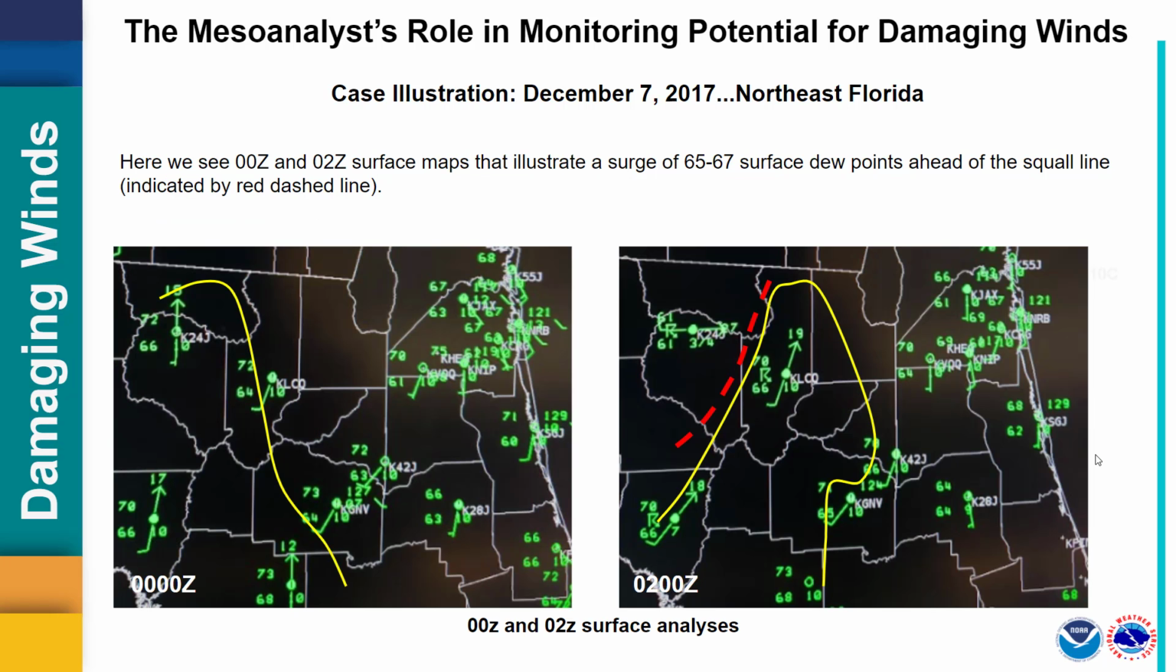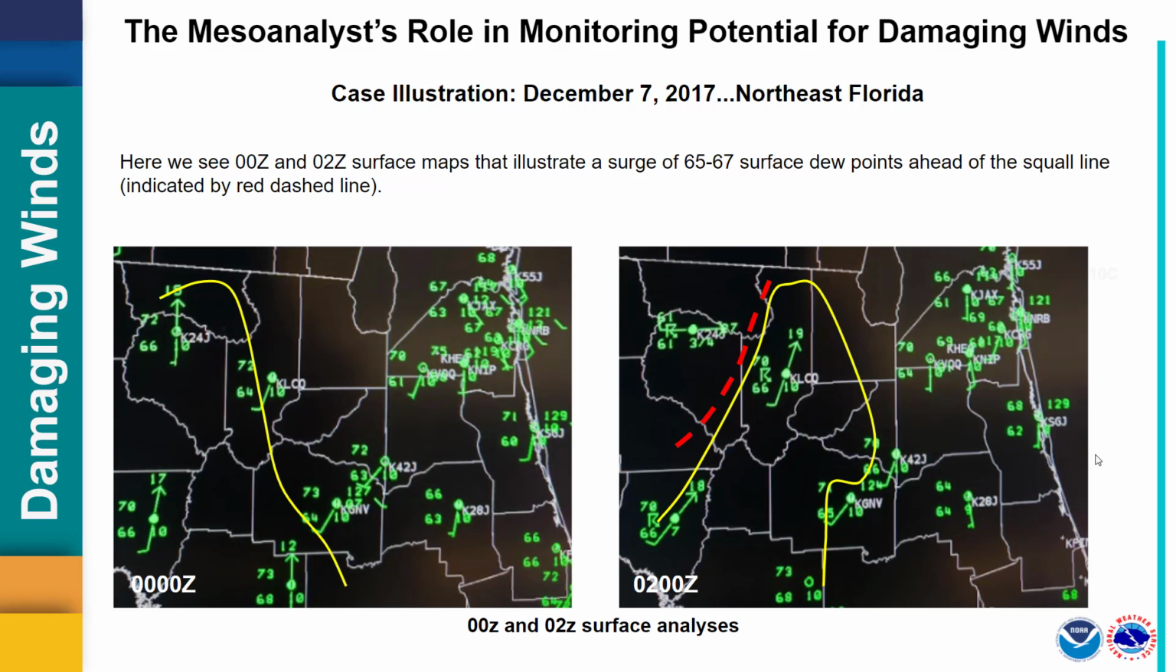Here are the surface maps for 0Z and 2Z. We can see a surge of 65 to 67 degree surface dew points just ahead of the squall line, which is marked by the red dash line. This would support the NAM solution of an axis of sufficient CAPE to maintain the squall line intensity as it moved eastward. Note the somewhat more southwesterly surface flow associated with the higher dew points.